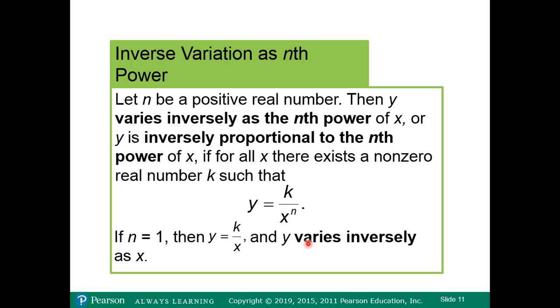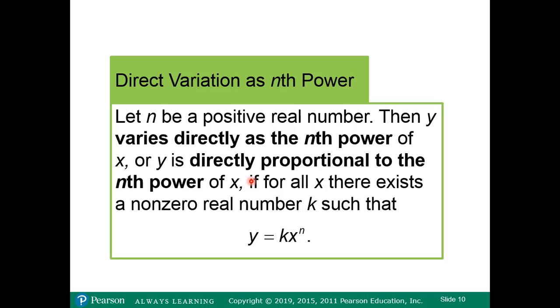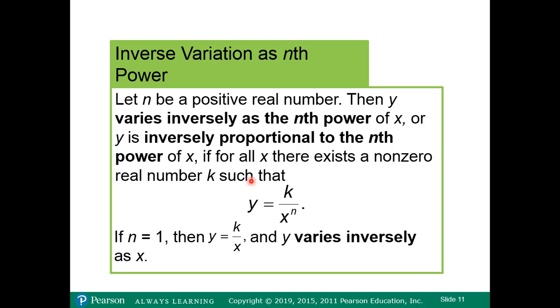So let n be a real positive number. So in other words, what we get here, so we have this, right? Now, if we have this, then what we say is this is inverse. Okay? So let n be a positive real number, then y varies inversely as the nth power of x, or y is inversely proportional to the nth power of x, if for all x there exists a non-zero real number such that this is true.